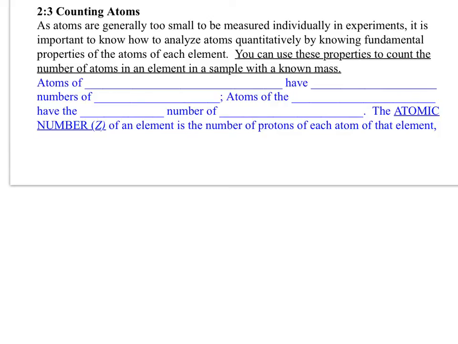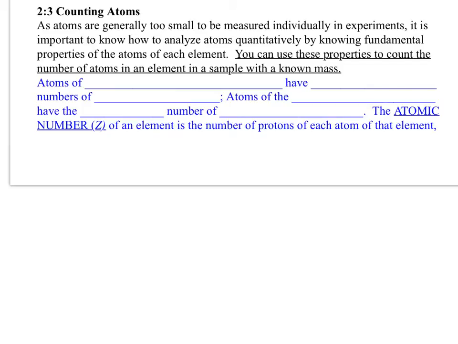So hopefully we have a good model, a frame of reference on the subatomic particles that make up the atom and how they relate to one another. Now we need to learn how to count the different subatomic particles. And so this section is going to talk about isotopes, and then the next one is ions.